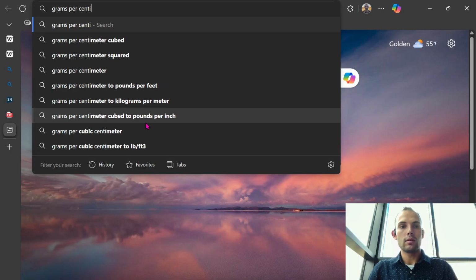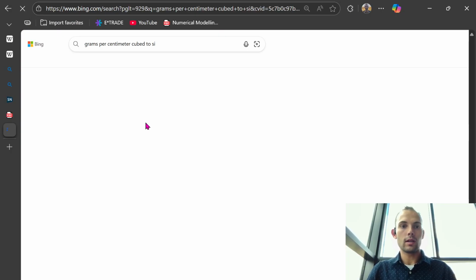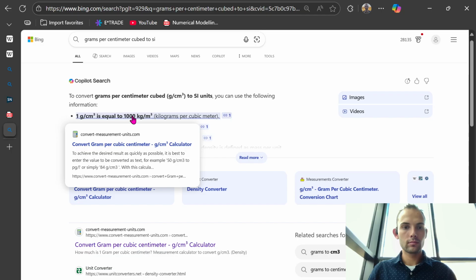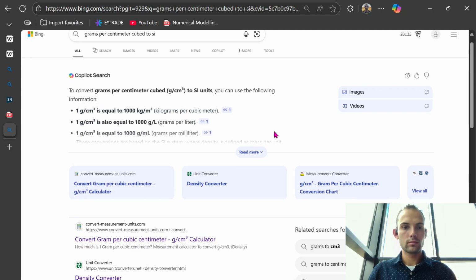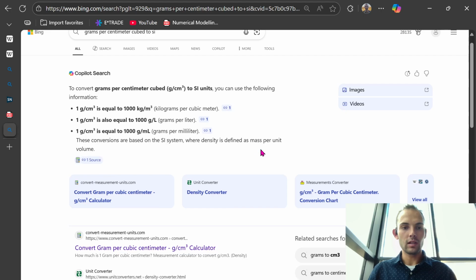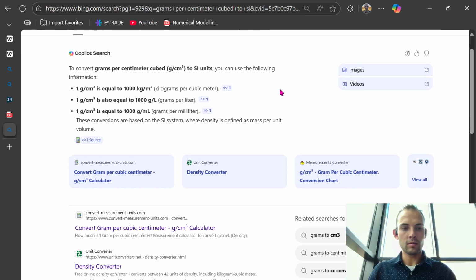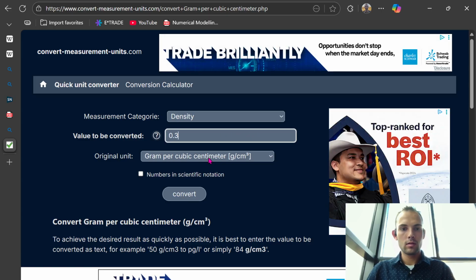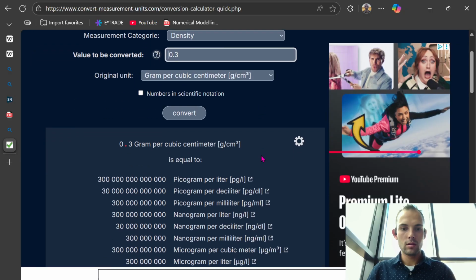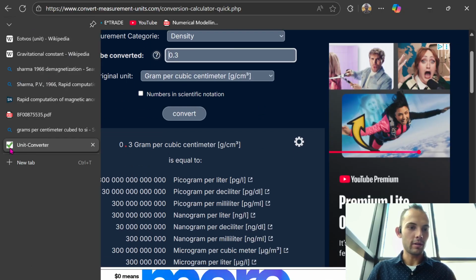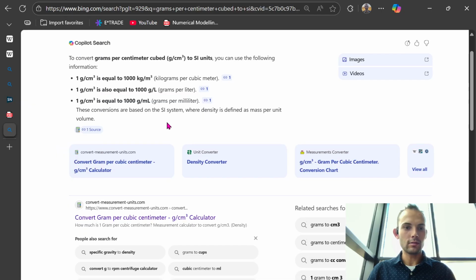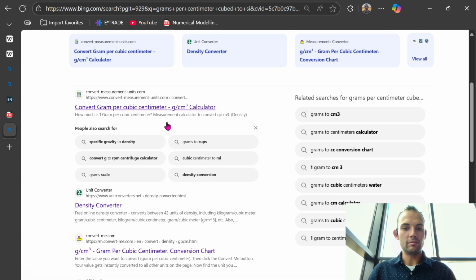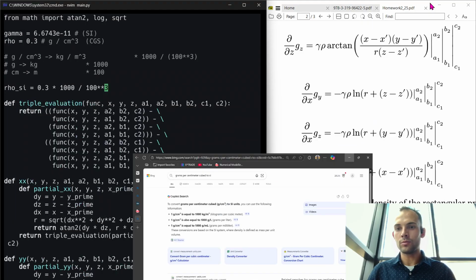Grams per centimeter cubed to SI. Yeah, so somewhere I messed that up bad. Where did I mess up? Oh shoot, I probably shouldn't be on a site with ads during this recording. Maybe, what in the world did I do wrong?